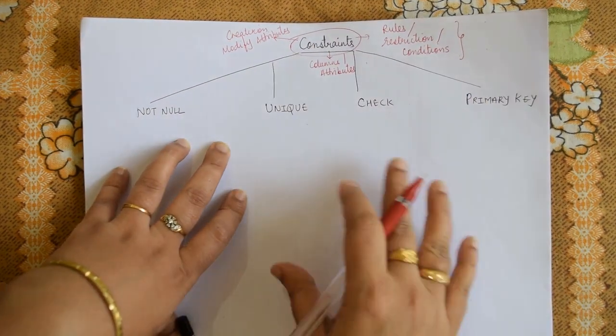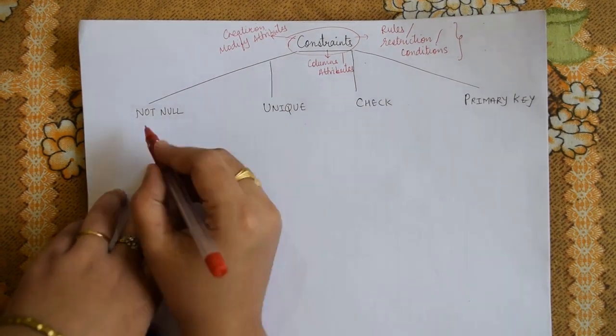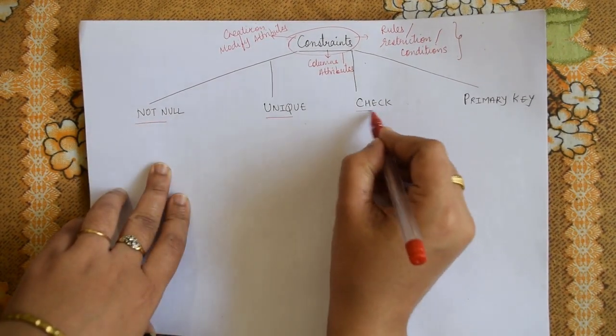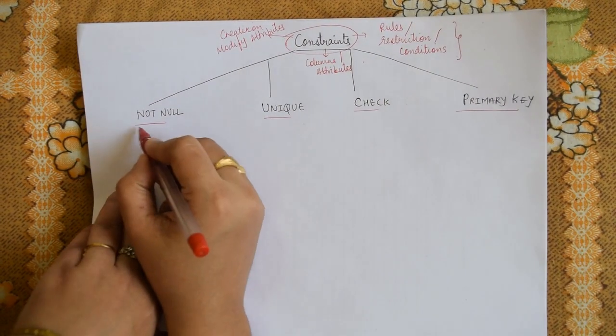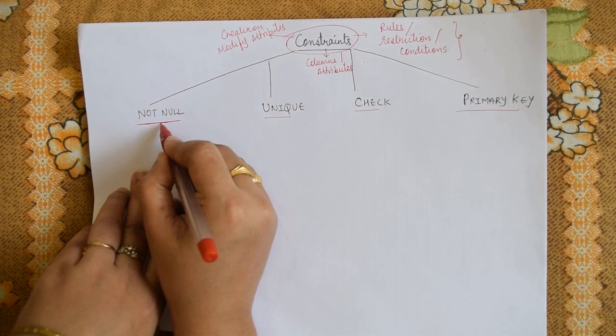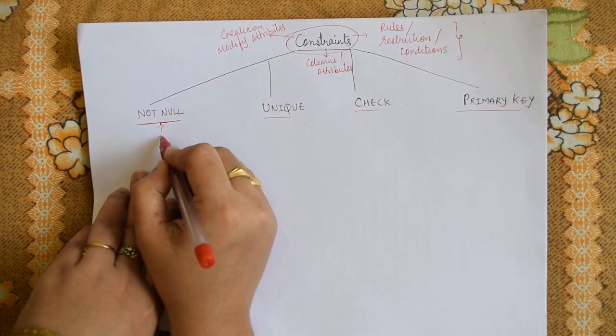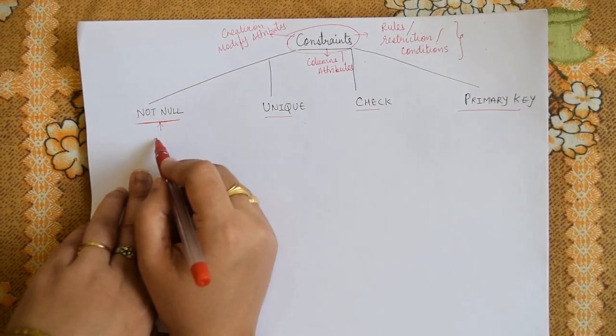There are different constraints, and I am going to explain you not null, unique, check, and primary key. Now, starting with the not null constraint. As the name indicates, it should always have some value. The value of the column or the field should not be null.